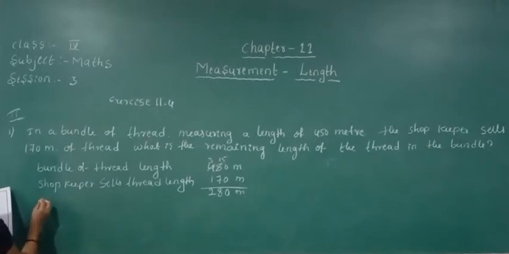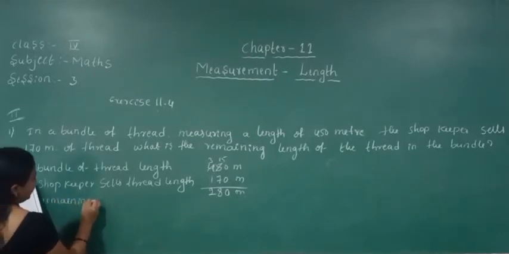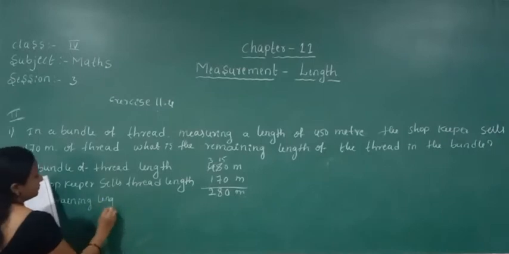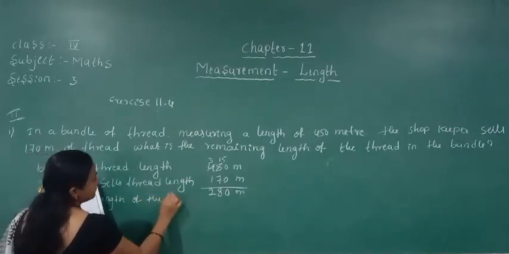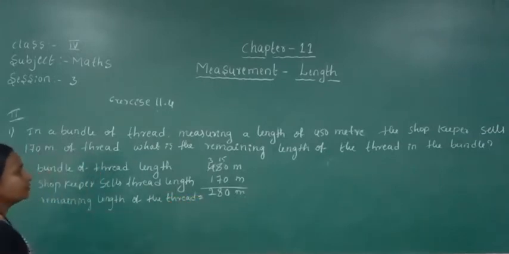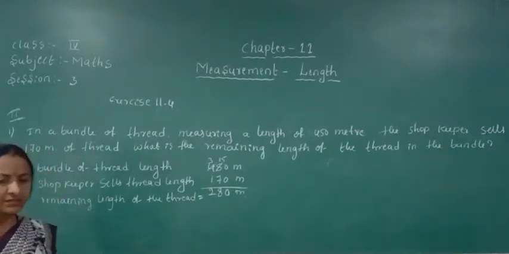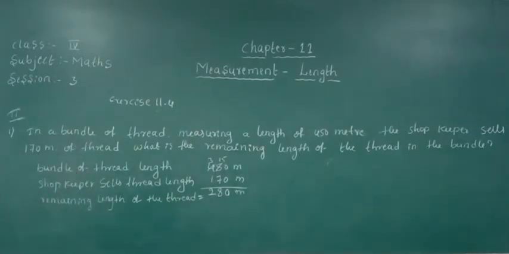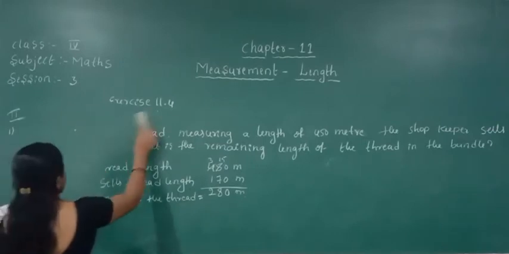So the remaining length of the thread in the bundle is equal to 280 meter. Understood this one? Next one, the second one we will go.